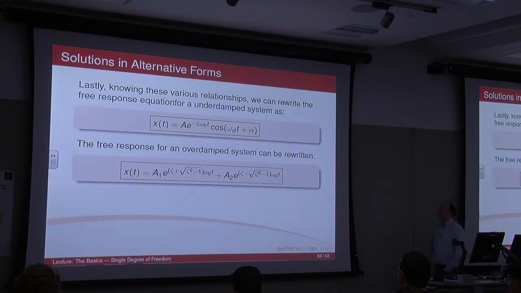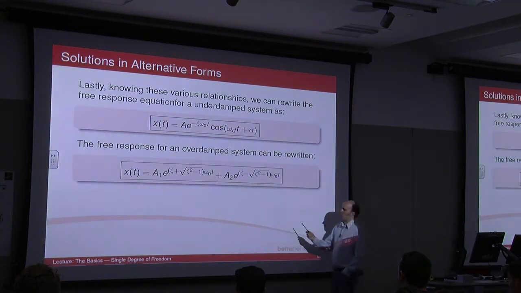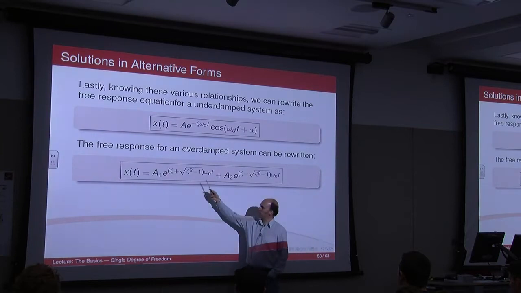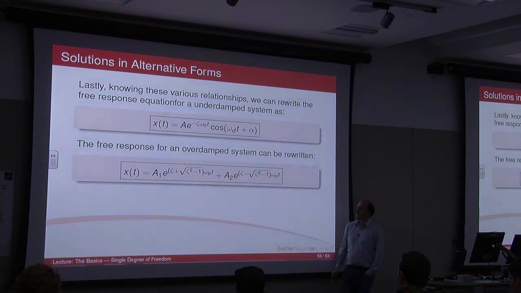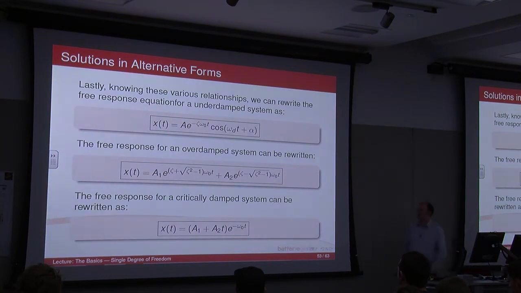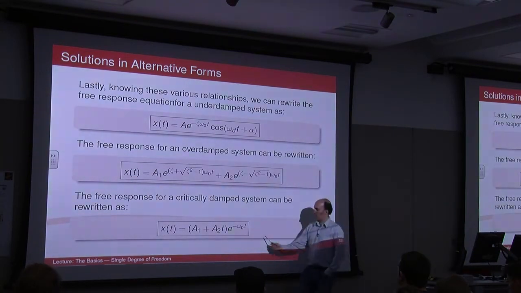For an overdamped system, again, if you look at the equation that we came up with for an overdamped system, you can make the substitutions and you get this form of the equation. Again, it's 2 decaying exponentials. And then we had a critically damped system that looked a bit like this. Okay, again, it's a decaying exponential.